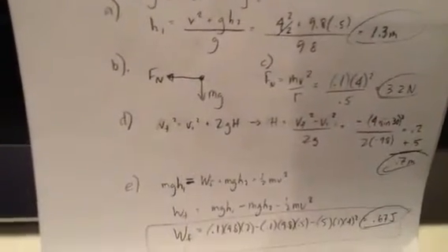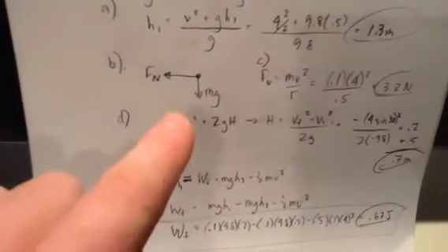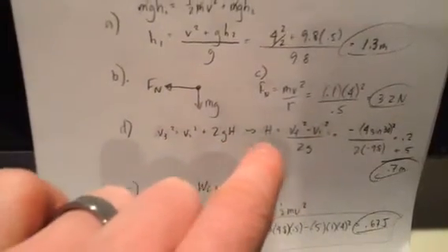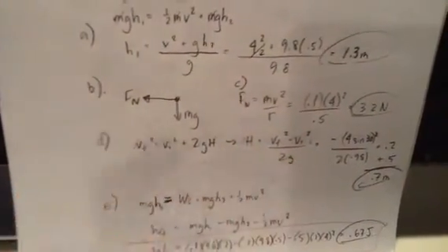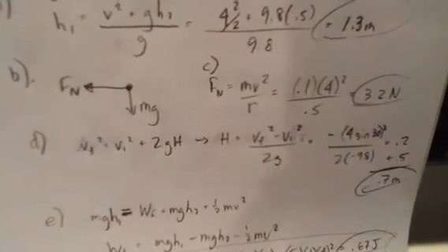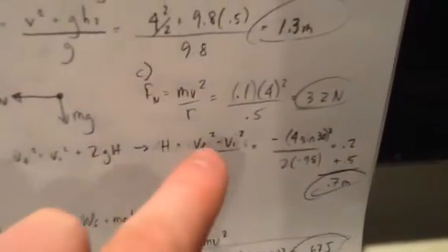Okay, if you want to find how high it goes, you use this equation of motion that we've been using so much, solve for h, and this is what you end up with. Now the only thing to consider here is that its maximum height, its final velocity is 0.